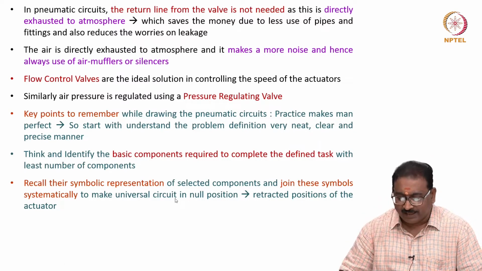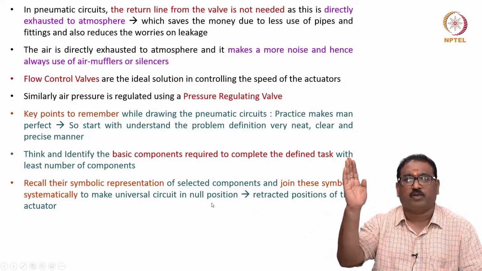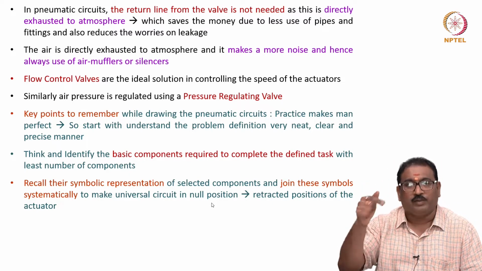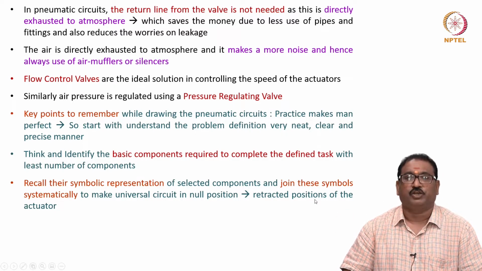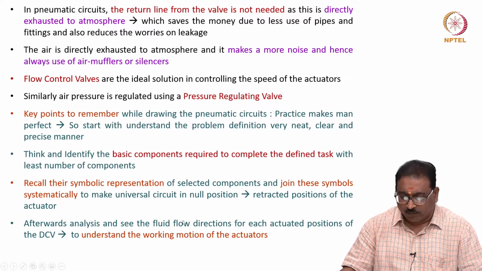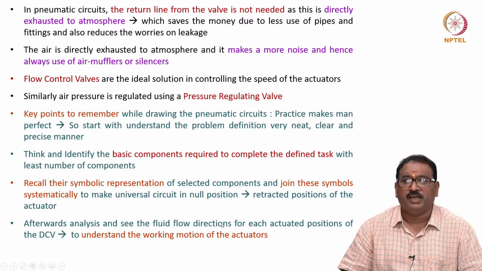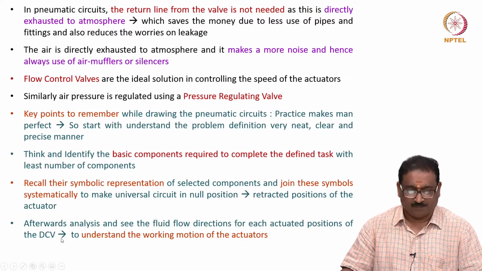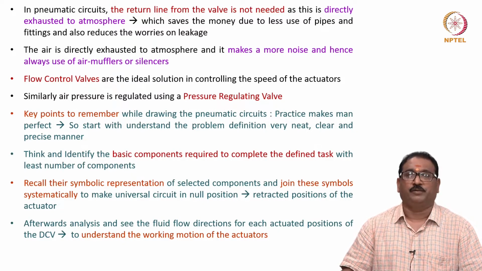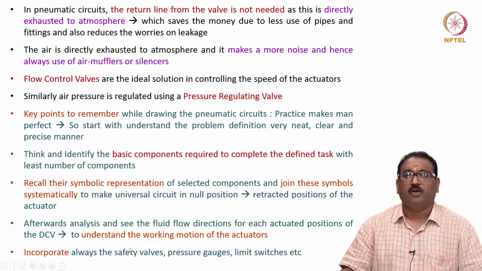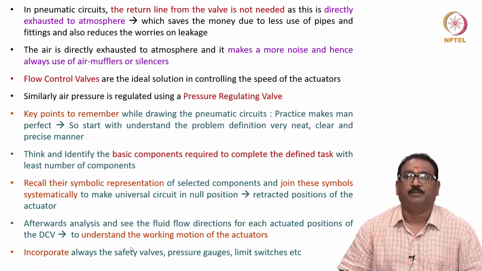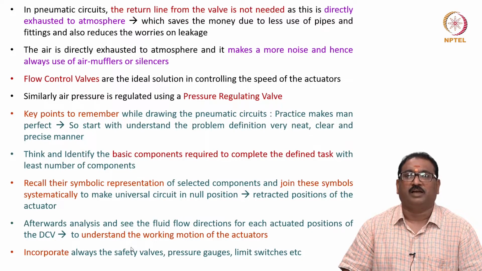Always draw in the null position. Null position means all actuators are in the retracted position, similar to hydraulics, as I have told you in the previous class. Afterward, analyze and see the fluid flow directions for each actuated position of the DCV to understand the working motion of the actuator, how it will operate. Always incorporate the safety valves, pressure gauges and limit switches as much as possible, because we are moving towards IoT concepts.